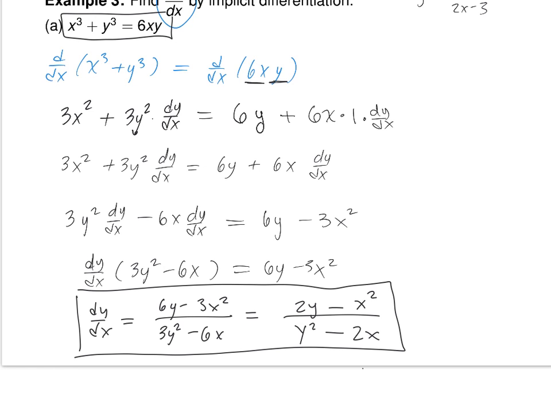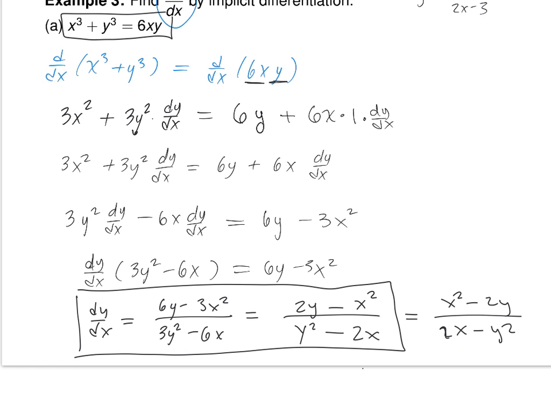Now one more thing. You didn't have to get dy/dx on the left. You could have gotten dy/dx on the right. Does that make sense? Would your answer look different? It shouldn't be different, right? But it might look different. Now, here's what it would look like. It would look like (x squared minus 2y) over (2x minus y squared).